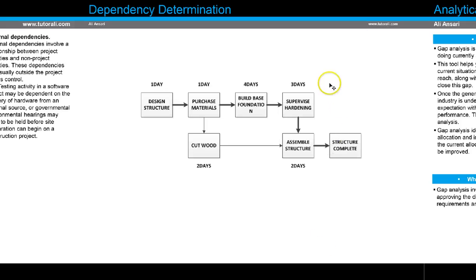Then we are going to see the dependency analysis, as in which task will come before and which task will come after, because the whole project is dependent on each other. So I cannot purchase the material unless the structure is designed and I have got the approval from the city. I cannot build the foundation unless I have the materials and the design structure ready. So we are determining the dependency over here.